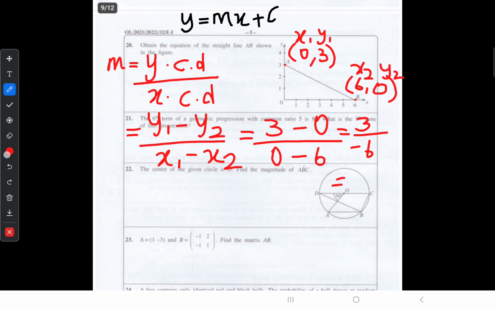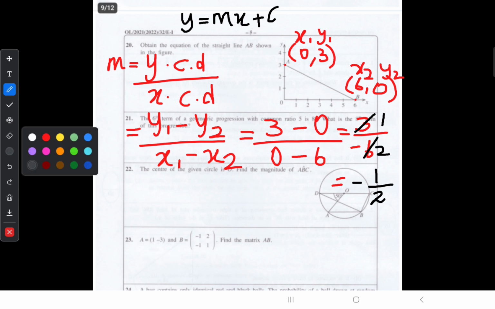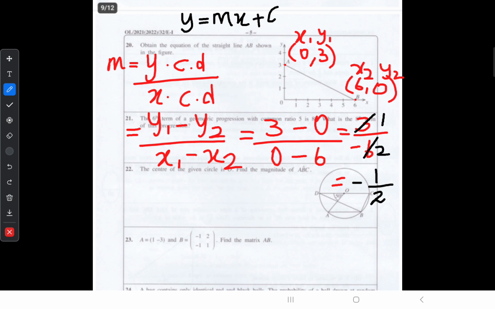3 and 6 can be simplified using the number 3. One 3 is 3, two 3s are 6. So your answer should be negative half. I'll repeat once more. To find your gradient, y coordinate difference upon x coordinate difference: y1 minus y2 upon x1 minus x2, that is 3 minus 0 upon 0 minus 6. That will give you the gradient as negative half. We found our gradient.